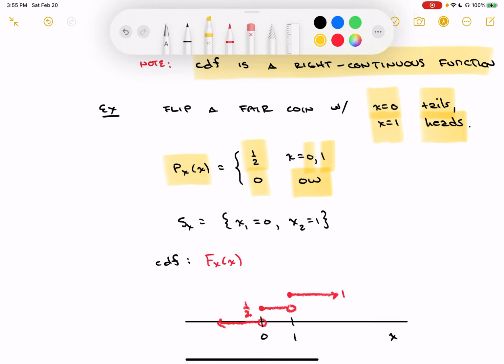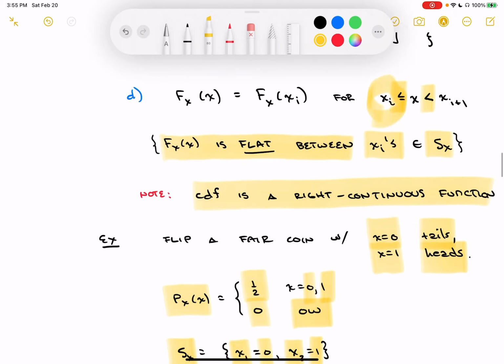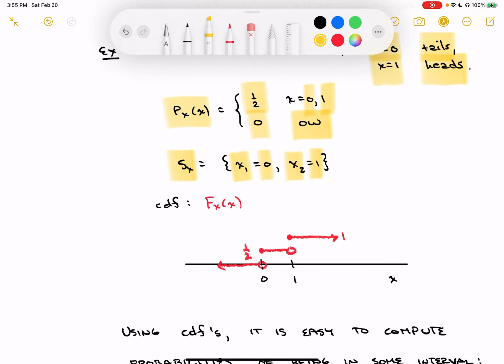What's the range space on this guy? What are the values X can take? Well, X can take a value of 0 and it can take a value 1. And so we're going to call those two values x1 and x2. That would be consistent with what these xi's were previously when we were looking at some of these properties of the CDF. What does the CDF look like?